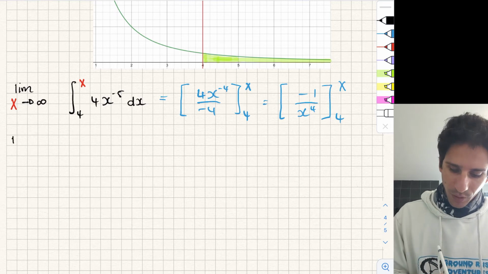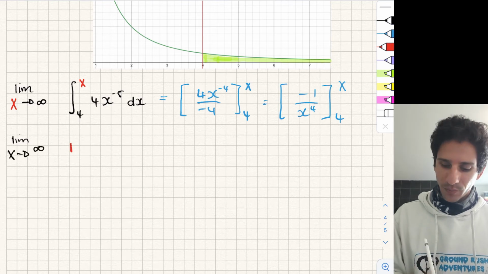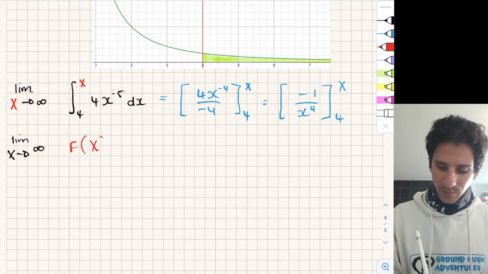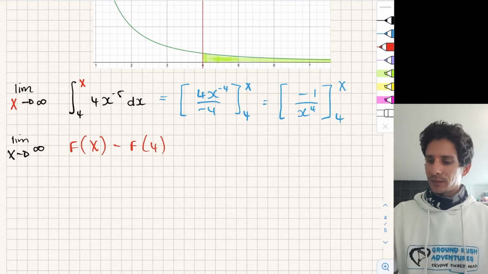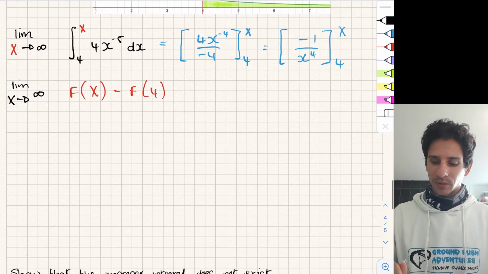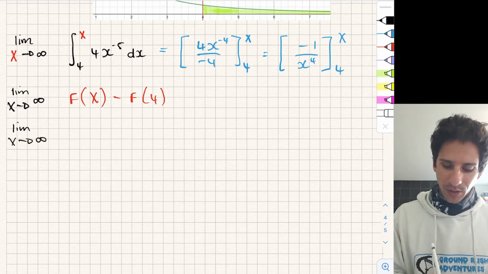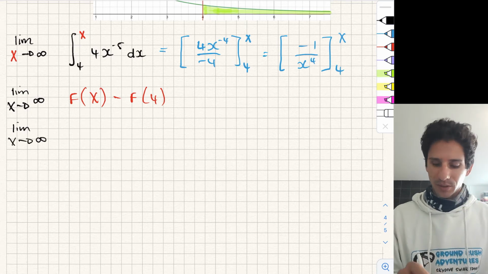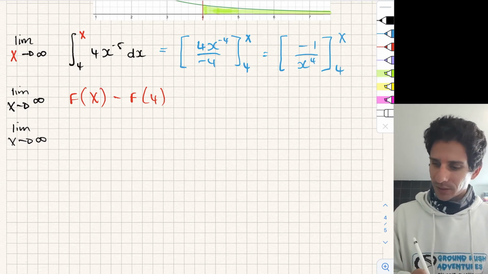So we're looking for the limit as x approaches infinity, and this will be of f of my upper bound, x, take away f of 4. Let's replace those with the actual numbers. We have to keep writing this limit as x approaches infinity until we actually evaluate the limit. So I'm going to replace everything with a little x with a big red x.